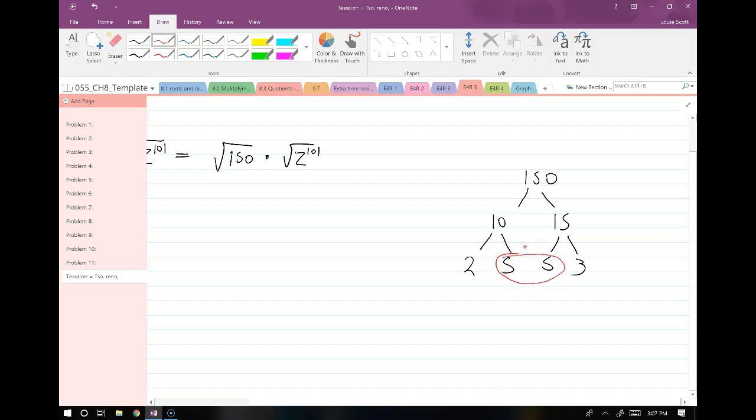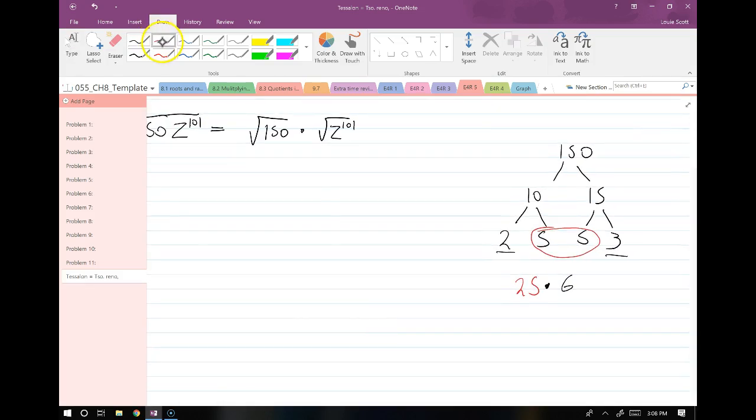I have exactly one pair of 5s, so the factorization of 150 that I want to use is 25 times whatever factors are left. 2 times 3 equals 6. So I'm going to split my 150 up into 25 times 6. So root 25, I know I can simplify that one, and then root 6.